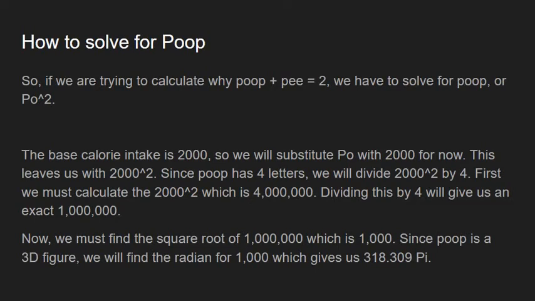Since poop is a 3D figure, we will find the radian for 1,000, which gives us 318.309 pi. When we're talking about pi here, remember, this is not the finalized answer for poop. This is just the placeholder for now. Can't have pi at the end of poop, because it'd be poopy pie. We're going to move on to solving for P next.